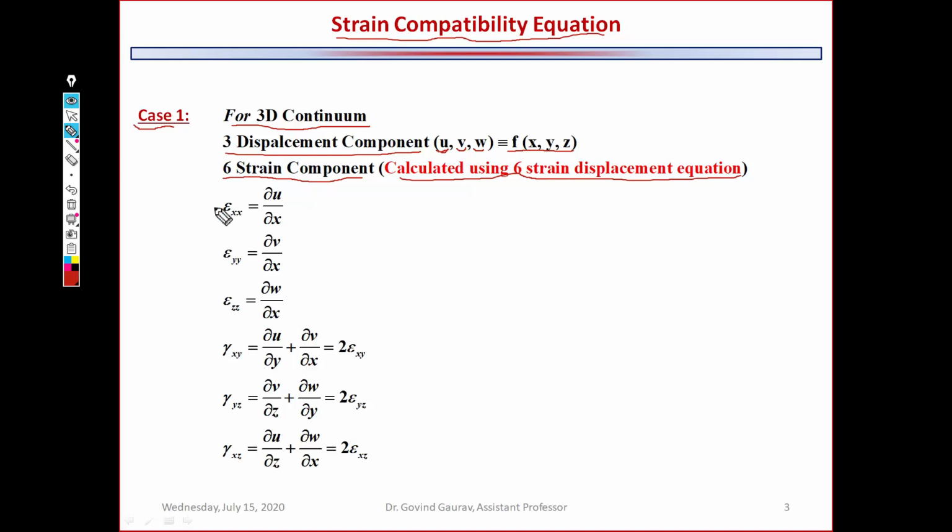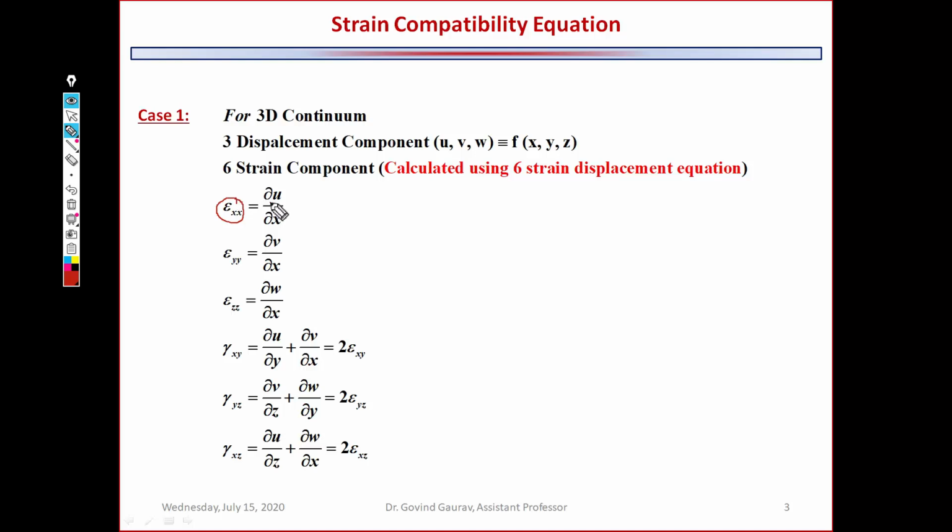So the first three sets of the strain displacement equations are for calculating the longitudinal strains, or the normal strains, and the next three sets of equations are for calculating the shearing strains. So what do these strain equations do? They relate the strain to the displacements acting in the x, y, and z directions. So if we are interested in calculating the value of epsilon xx, how will we calculate it?